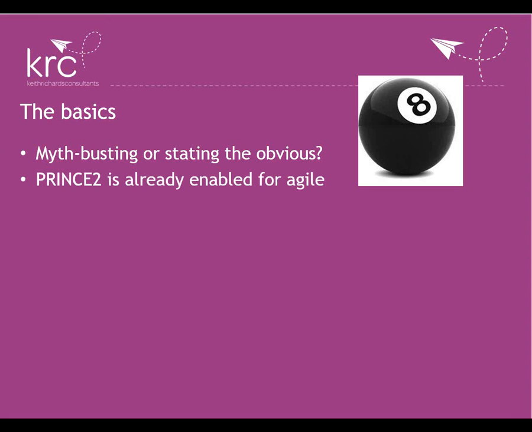The first one is the fact that PRINCE2 is actually already enabled for Agile. The lead author of PRINCE2 2009 was a guy called Andy Murray, and they spent a lot of time making sure that the plumbing and the structures were in PRINCE2 to enable it to be used for Agile, along with other things. So the key thing about PRINCE2 Agile is you do not need to take anything out or remove anything, you just need to configure it appropriately and tailor it.